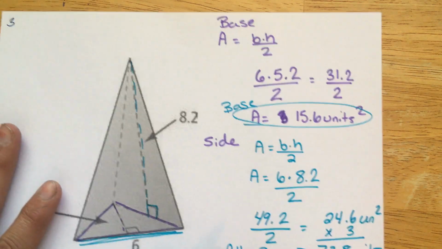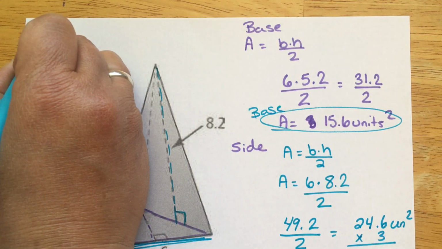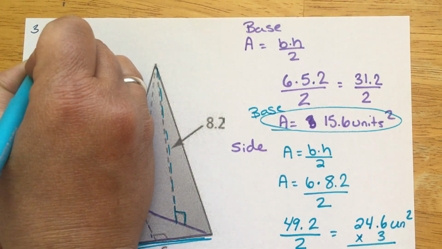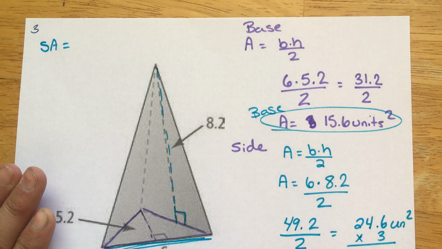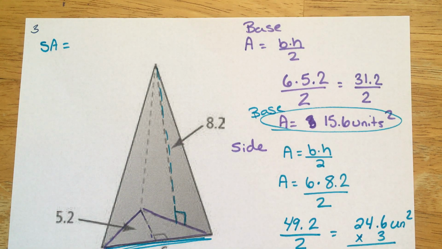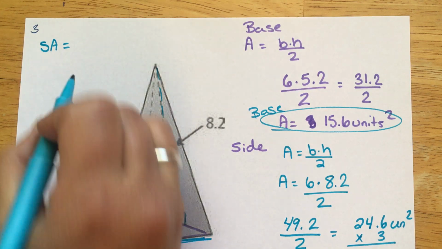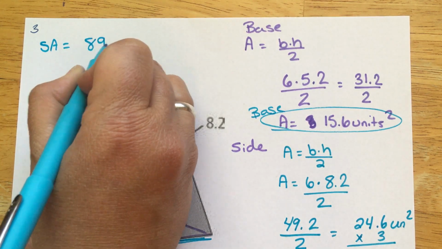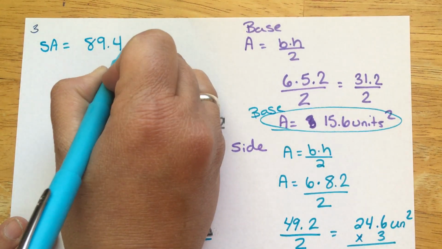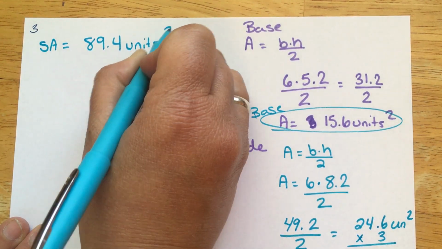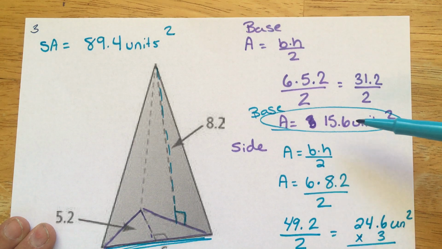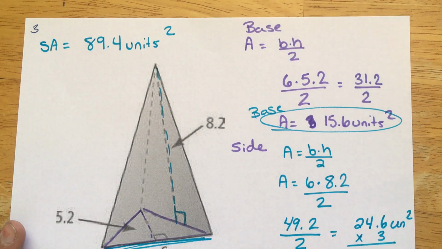So I ran out of room here, so I'm going to switch up to the top. And I'm going to say, hey, surface area is equal to, and I'm going to take my 73.8, and I'm going to add my 15.6, and I'm going to get 89.4 units squared. How did I get that? I added the base plus all three sides all together.